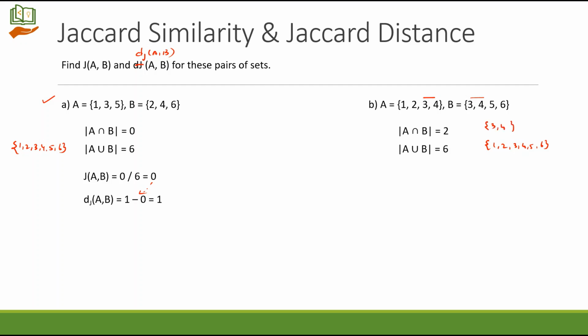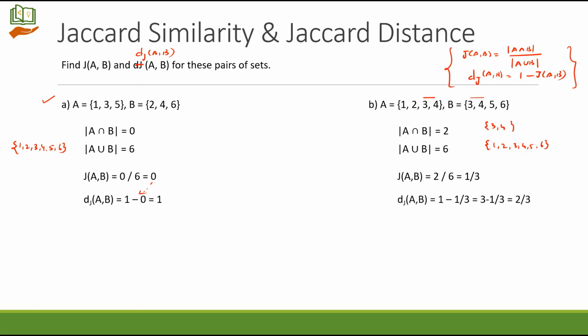What about Jaccard similarity? It is 2 divided by 6. The Jaccard similarity formula will be intersection divided by union, and the Jaccard distance will be 1 minus Jaccard similarity. So 2 divided by 6 will be 1 divided by 3.